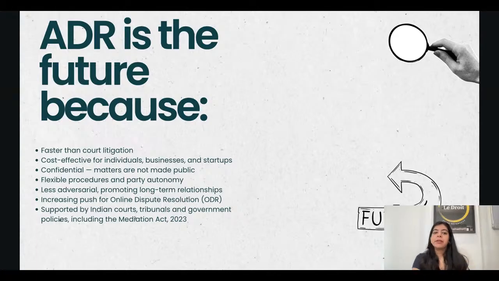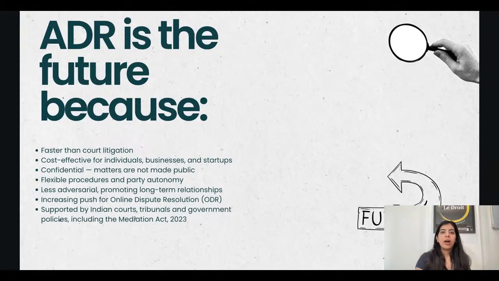Next is flexible procedures and party autonomy. As I already said, the parties get flexible chances on when to appear for the ADR setting. For court setups, you get the date from the court, but in ADR, the parties can give their mutual date, and together they can decide on which date and which place they want to come and resolve the matter.